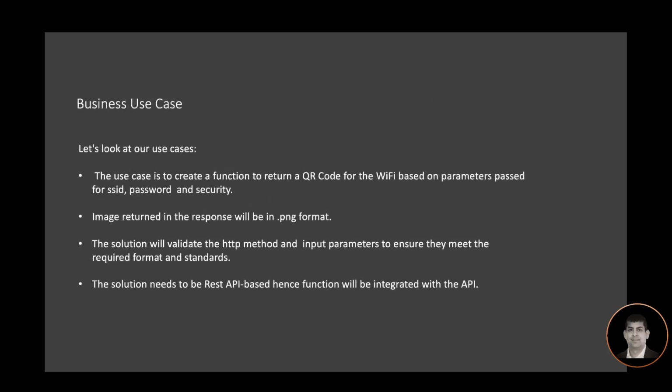Let's look at our use cases. The use case is to create a function to return a QR code for the Wi-Fi based on parameters passed for SSID, password, and security. The image returned in the response will be in .png format. The solution will validate the HTTP method and input parameters to ensure they meet the required format and standard. This solution needs to be REST API based, hence the function will be integrated with the API.